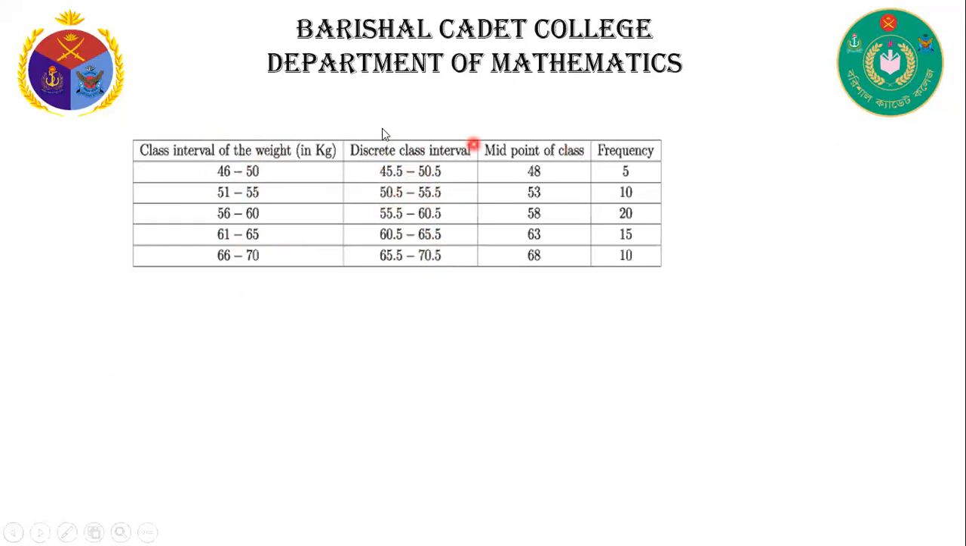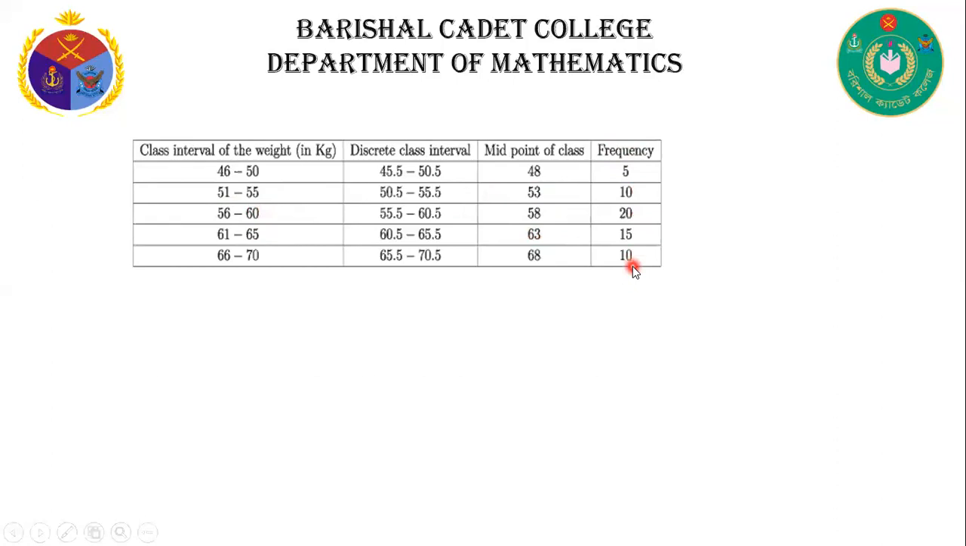And the midpoint of the class, that means 50 plus 46, that means 96 divided by 2, that means 48. And 55 plus 51, that means 106 divided by 2, that means 53. 60 plus 56, that means 116 divided by 2, that means 58. In the same way, we can write 63, 68. And the given frequencies 5, 10, 20, 15, 10.